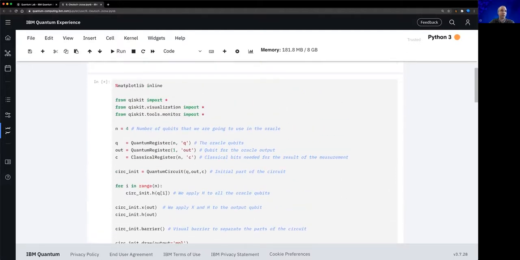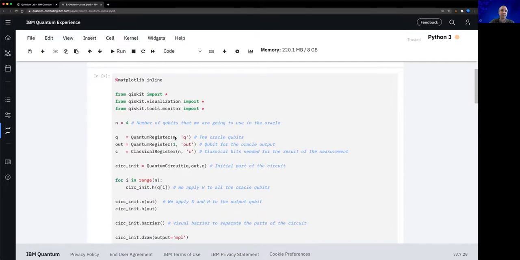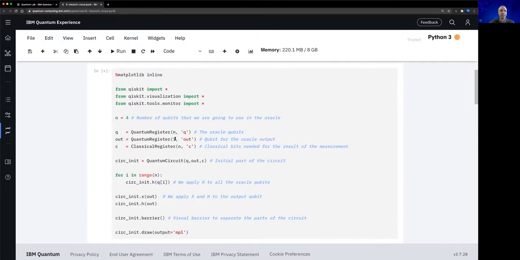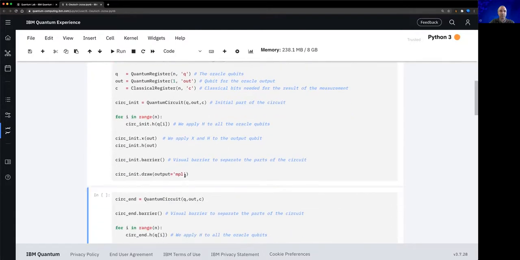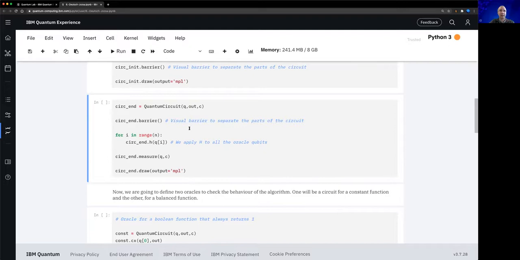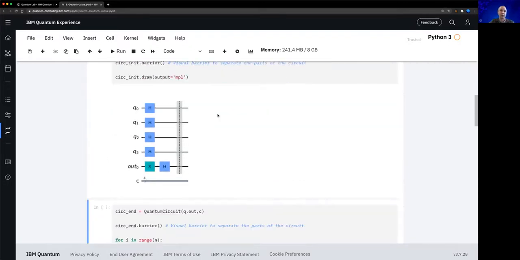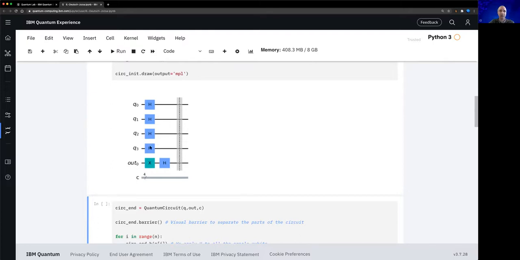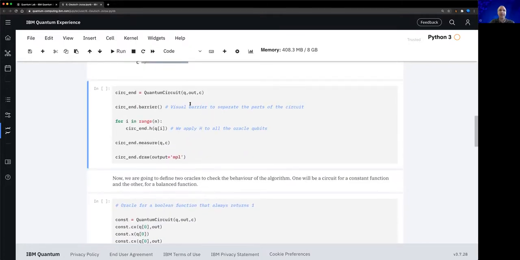This has no effect on the operation of the circuit. Okay, I should have run this before, because now it will take some time to load the packages and to draw this. But I will explain the following cell and then we go back. Oh, okay, it's now here. So you see here the Hadamard gates for the inputs, the NOT gate, the Hadamard gate, and then the barrier to separate from the other part.